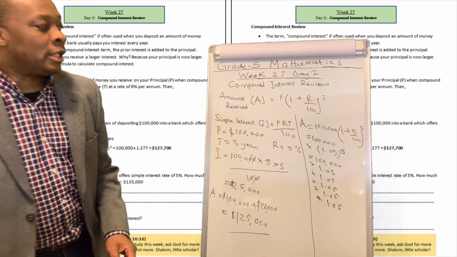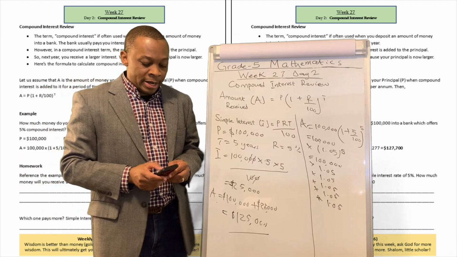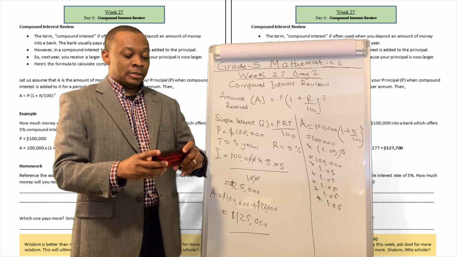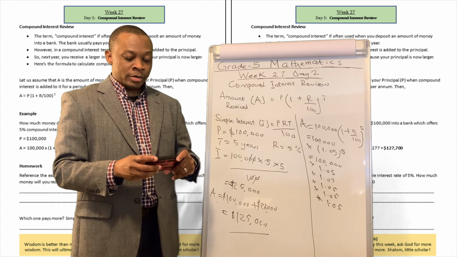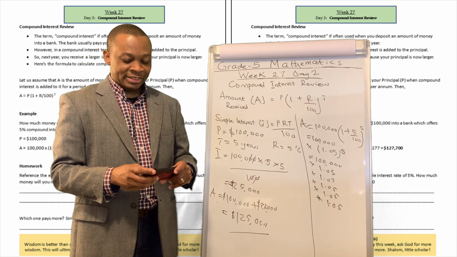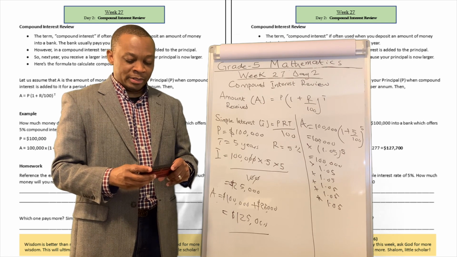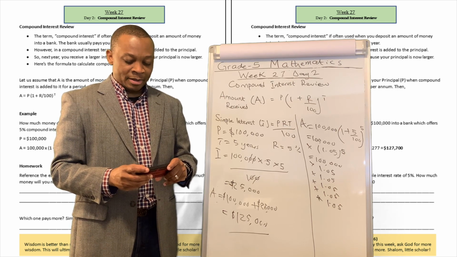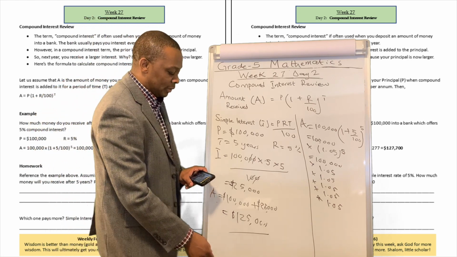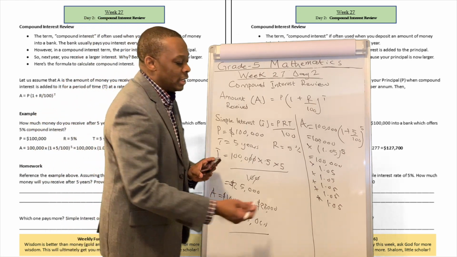All right, let's get our calculator and see how this is going to work out. So we are going to use the calculator for this one. We're going to say 100,000 multiplied by 1.05, multiplied by 1.05, multiplied by 1.05, multiplied by 1.05, multiplied by 1.05. All right, so that's going to be $127,628.